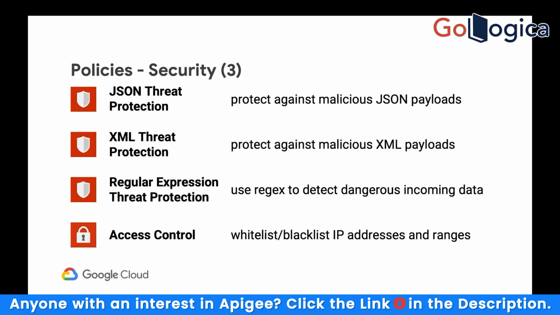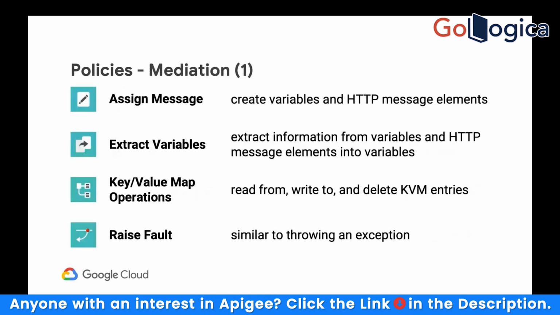Then we have mediation policies. So in mediation, basically we are manipulating the payload. This third category is where we are manipulating the payload. Here we have the assign message policy, which will create variables and HTTP message elements and everything. And then we have extract variable, which is where we extract the information from a variable, from an incoming request or response, and put it in some variable. And then we have the key value map operations policy, where we can manipulate the key value maps and so on.